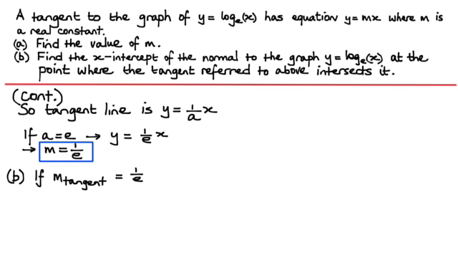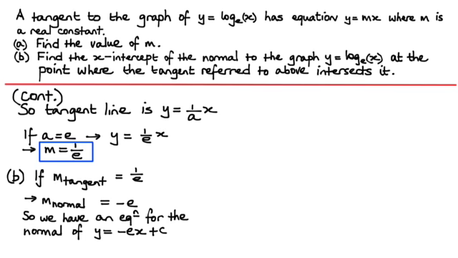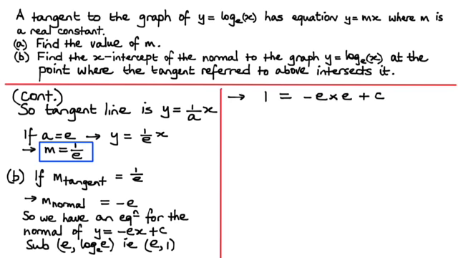So if m of the tangent is 1 over e, then m of the normal is going to be the negative reciprocal of that number, which is minus e over 1. So now we've got the gradient of our normal. We know the intersection point, don't we? It's e and 1. So the equation of the normal in general form is y equals minus ex plus c. We're going to substitute the point e and 1, and we get 1 is minus e times e plus c.